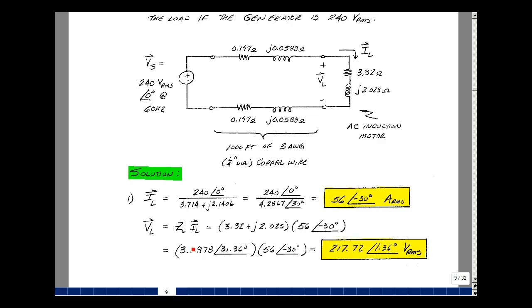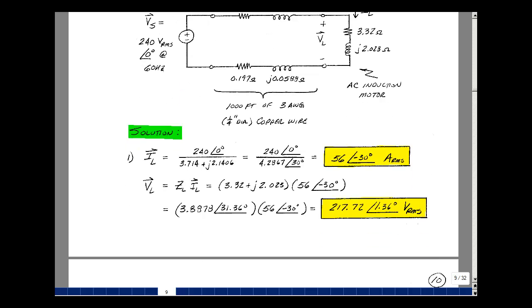The voltage across the load simply would be the impedance times the current, which is 3.32 + j2.023 times the 56 at angle minus 30 degrees. Putting this into polar form, I get 3.8878 at an angle of 31.36. Again, first quadrant. Angle is going to be less than 45 because this is shorter than this. Multiply the magnitudes, you get 217.72 volts RMS, and the angle is 31.36 minus 30, so 1.36. So we lost a little bit of the voltage, and have a little change in the angle in taking the voltage that we're generating and delivering it to the load.